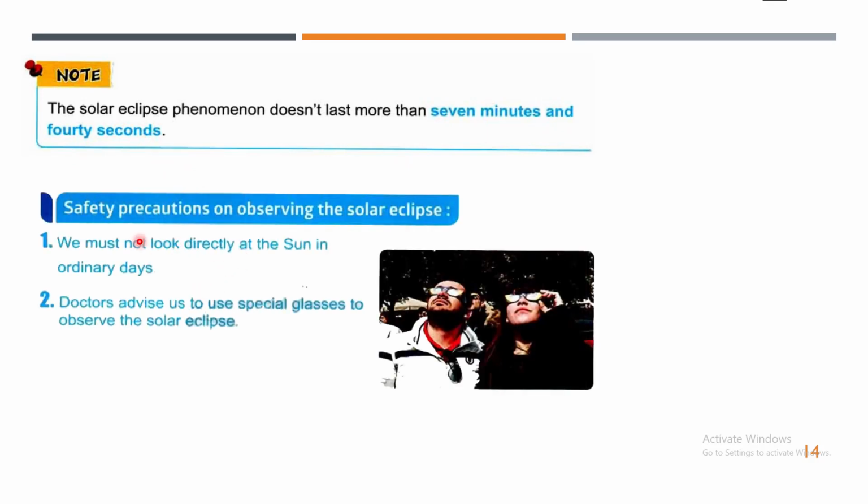Well, we have here safety precautions for observing the solar eclipse. We mustn't look directly at the Sun on ordinary days, and the doctors advise us to use special glasses to observe the solar eclipse, as we see in the picture here. These glasses are special glasses.